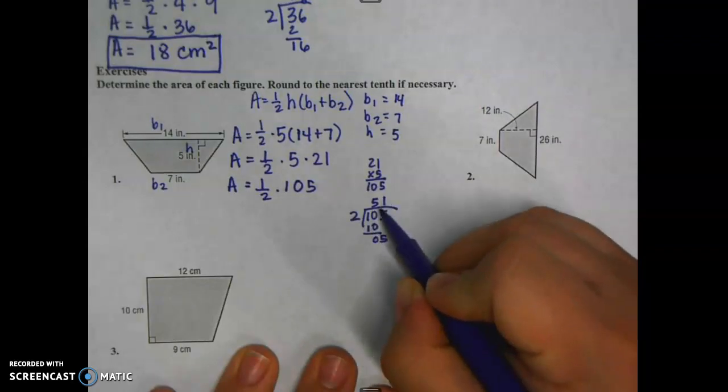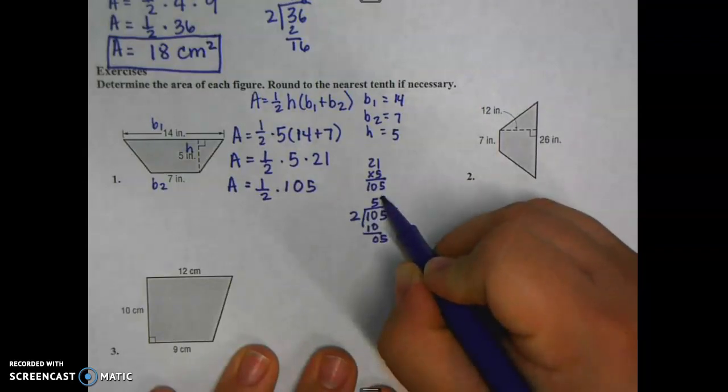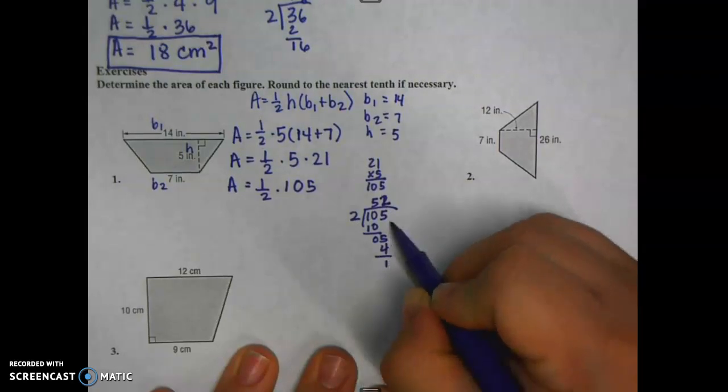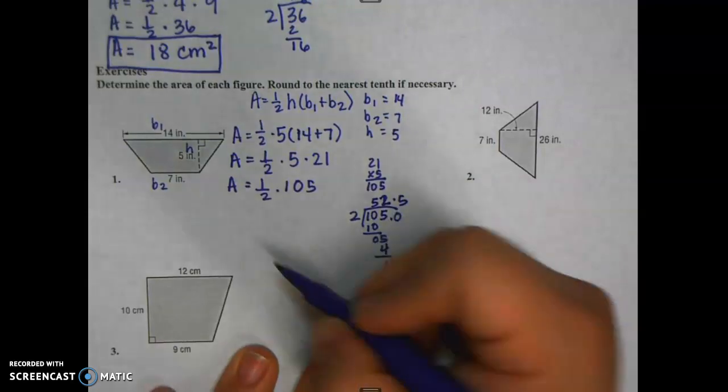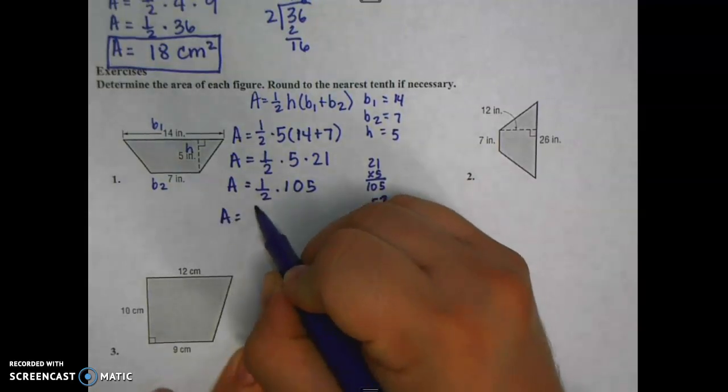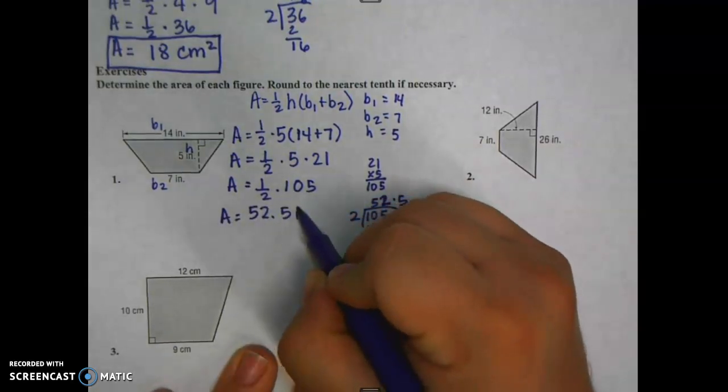51, 2 goes into 5. Sorry, 52, 4, 1, 0, 0. My bad. 5. 52.5. So the area is 52.5 inches squared.